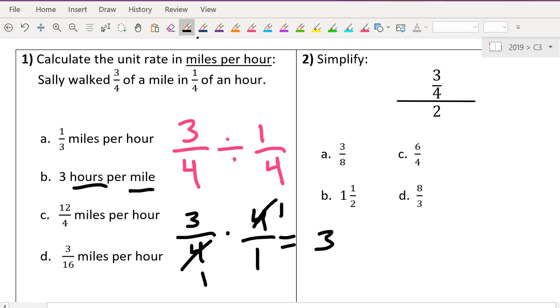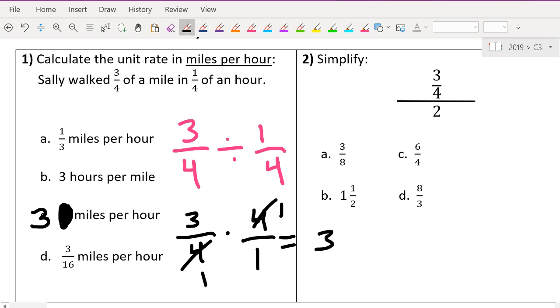3 hours per mile? I think not. It's not hours per mile. It's miles per hour. 12/4. Who wrote this question? So this has got to be 12/4. It really should be 3. 3 miles per hour. No, but that's hours per mile. So it should be, we would change one of those answers. Don't worry, it won't be wrong on the test.